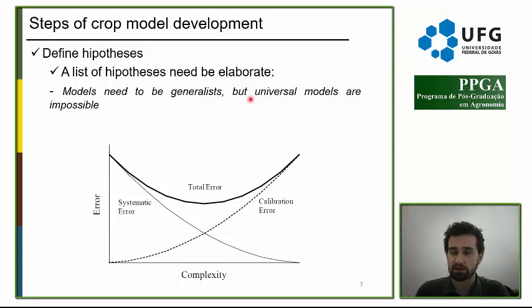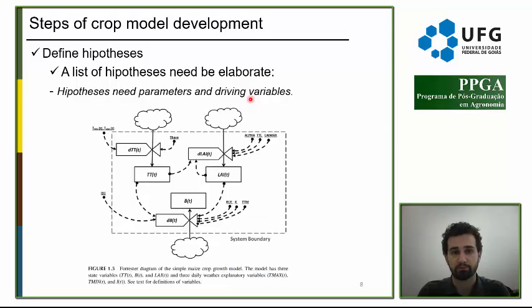This says to us that I can't build a model that is too simple, because I want to lose something from the system. But a model that represents all things is not possible, because it is difficult to calibrate and define this complex system well. Another point is that the hypotheses need parameters and driving variables.